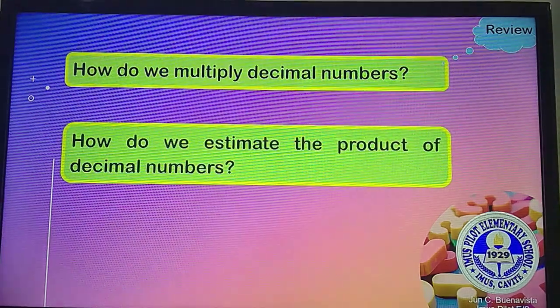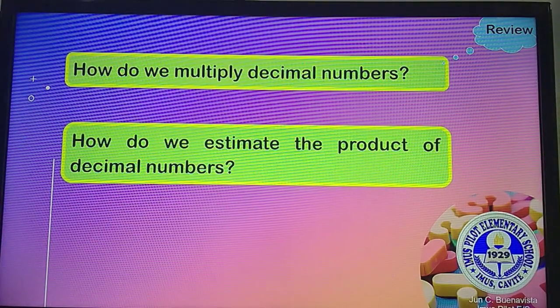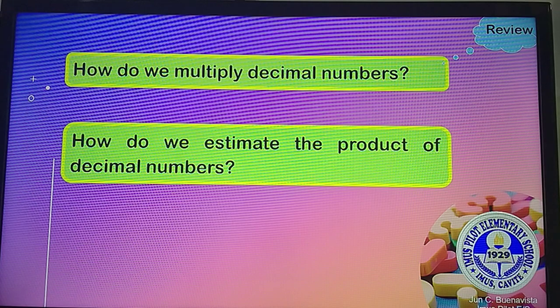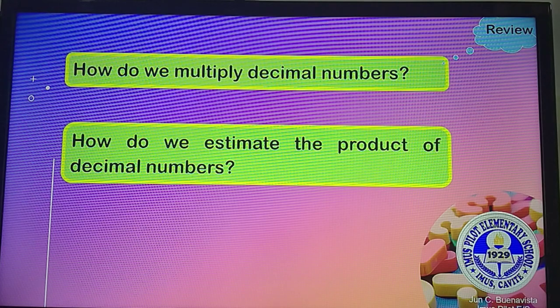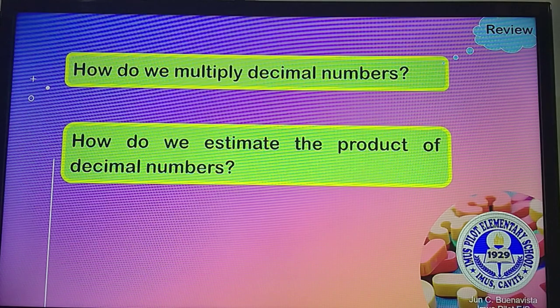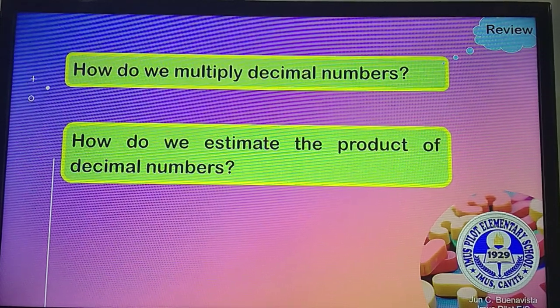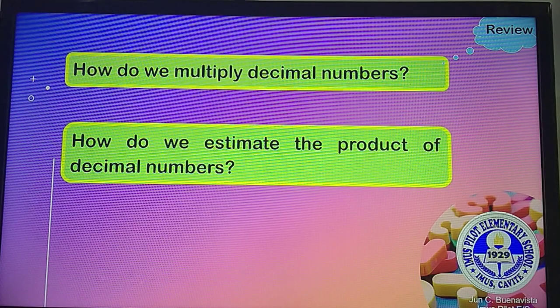And then, how do we estimate the product of decimal numbers? To estimate the product of decimal numbers, you have to follow these steps. First, round off the number to the nearest whole number with the highest value. Then after you round it off, multiply the rounded numbers. Then count the number of decimal places if it has. Then write the decimal point according to the number of decimal places.